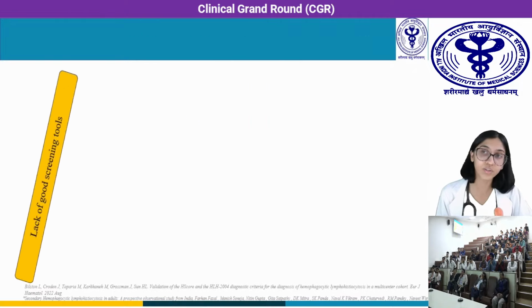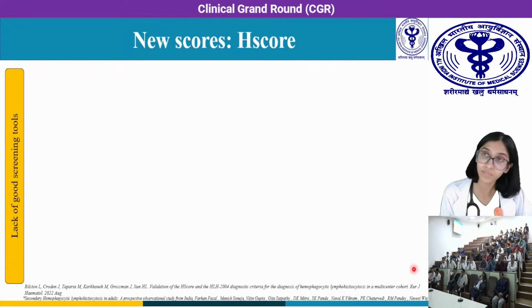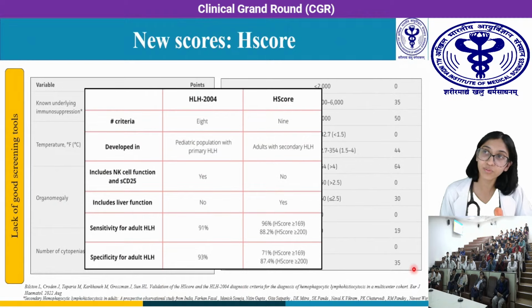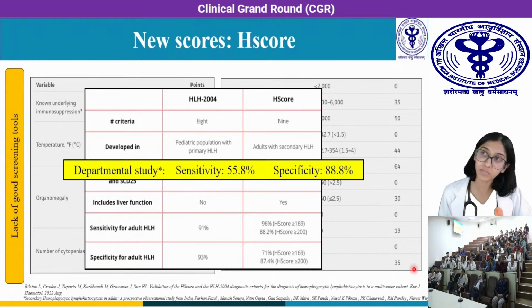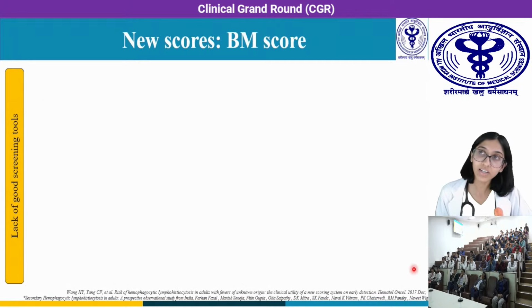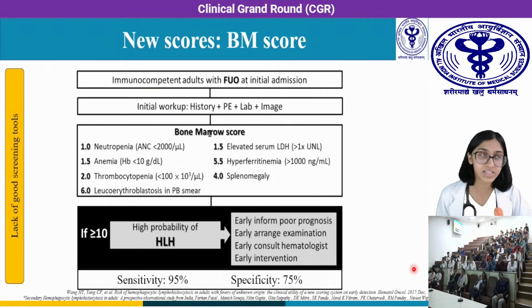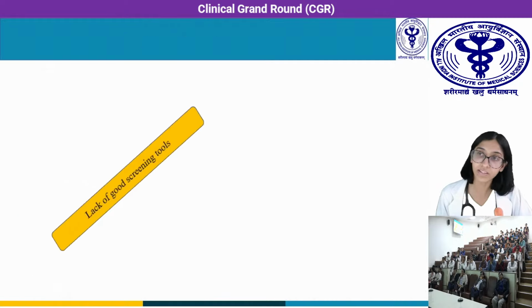Then coming on to some of the good screening tools. There are newer scores in place. For example, the H score, which is available in various mobile applications like MDCalc, is calculated on the basis of 9 criteria. It does not utilize functions like NK cell function and soluble CD25 receptors. It has a high sensitivity but a poor specificity, which is reflected in our departmental data. Similarly, scores like the bone marrow score are also in place, which have good sensitivity but poor specificity, again reflected in our departmental data.